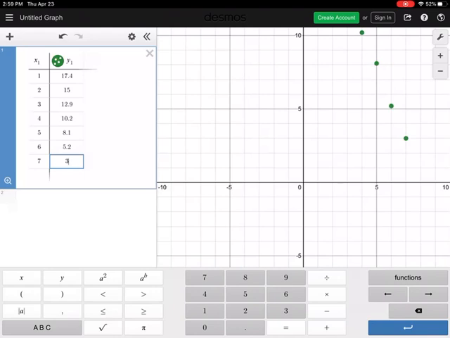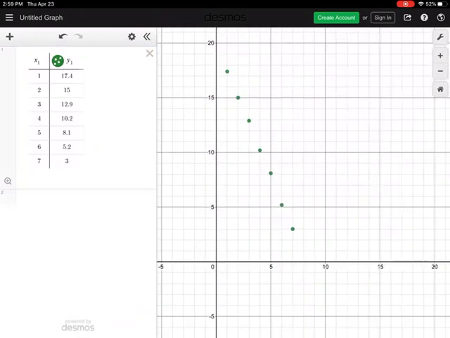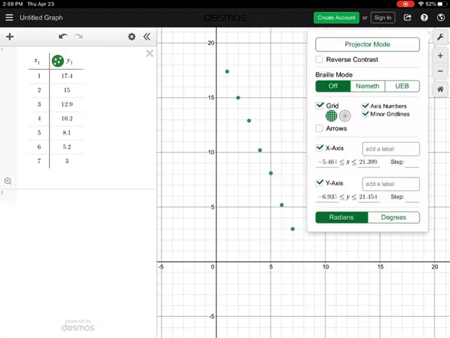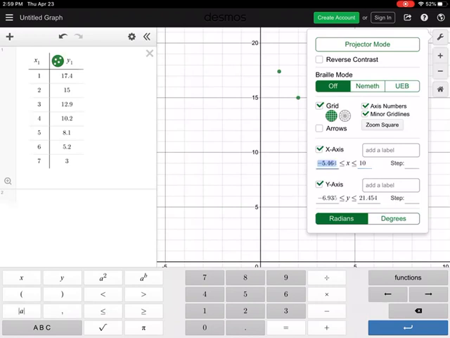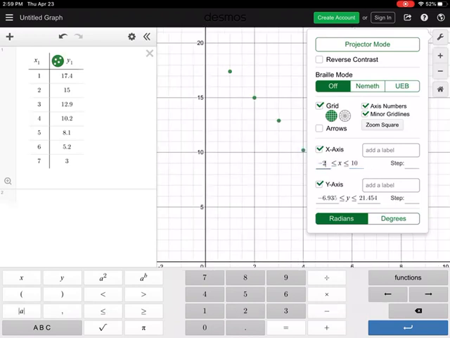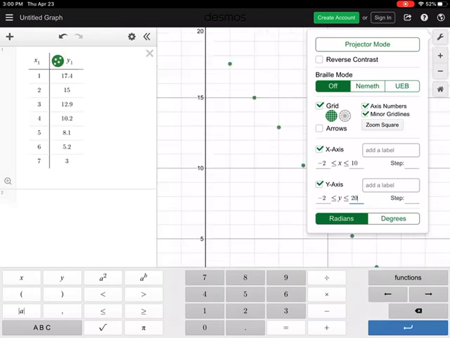Well, why is that? Oh, well, the window isn't fitting. So you can actually use your fingers to zoom in and out, or you could go to the wrench. I'm going to have you go to the wrench tool anyway. So here, the x-axis, you want it to go to about 10. And then I like to start a little before 0, just so there's a little margin. The y-axis, I'll go -2 to, and you don't really need to go above 20.